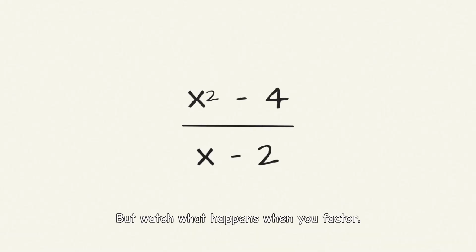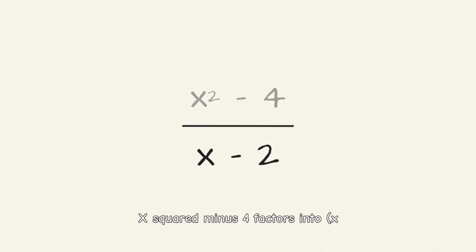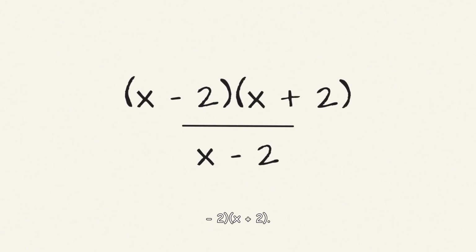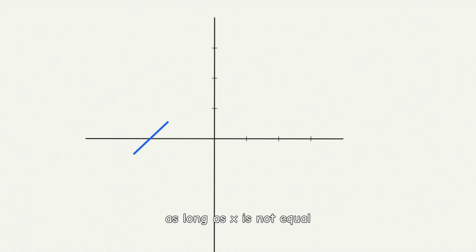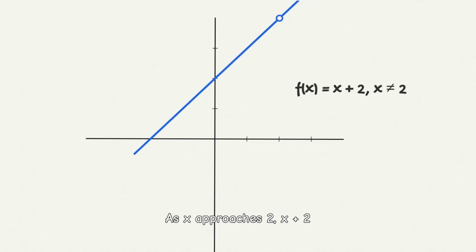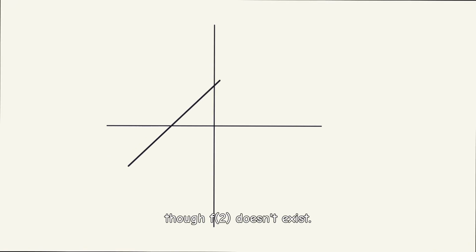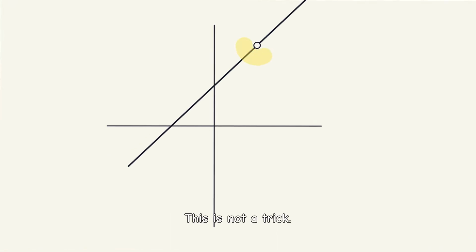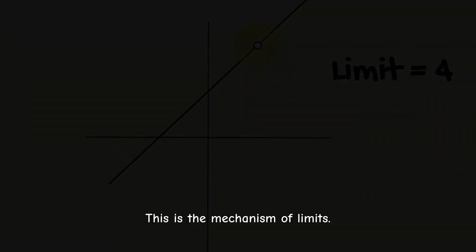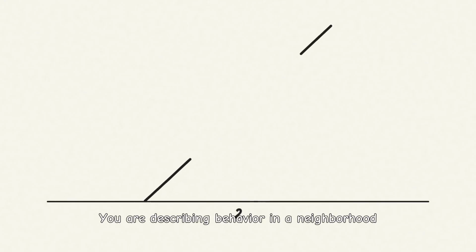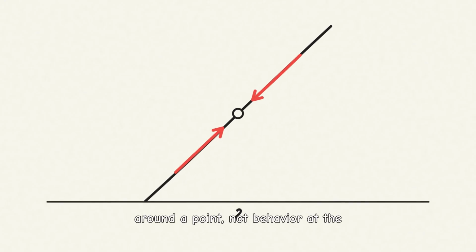f(2) does not exist, but watch what happens when you factor. x squared minus 4 factors into (x − 2)(x + 2), the (x − 2) cancels, and you're left with x + 2 as long as x is not equal to 2. As x approaches 2, x + 2 approaches 4. So the limit is 4, even though f(2) doesn't exist. This is not a trick. This is the mechanism of limits. You are describing behavior in a neighborhood around a point, not behavior at the point.